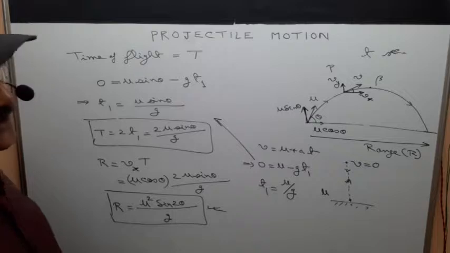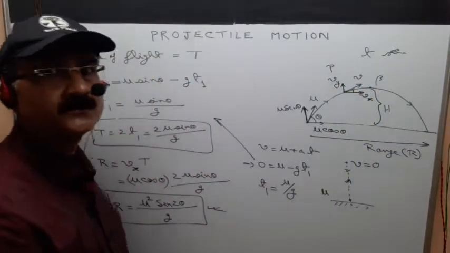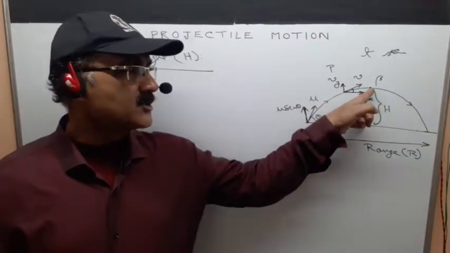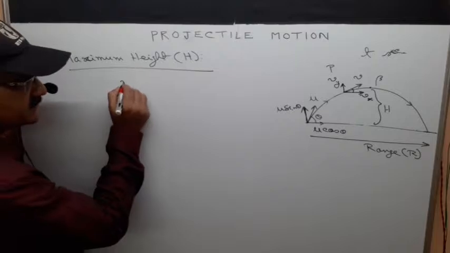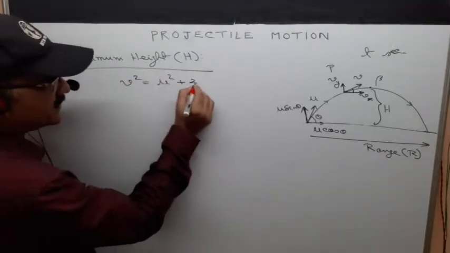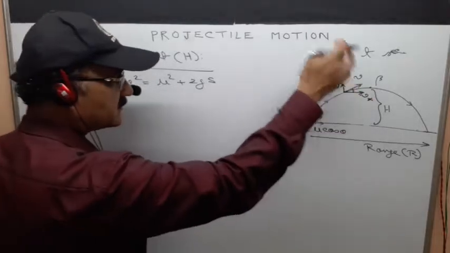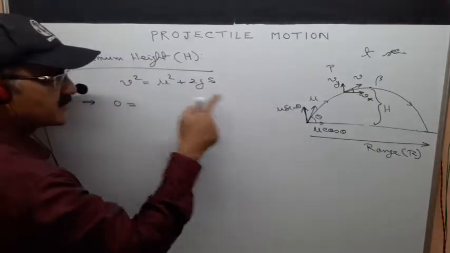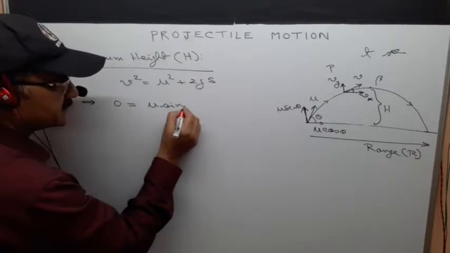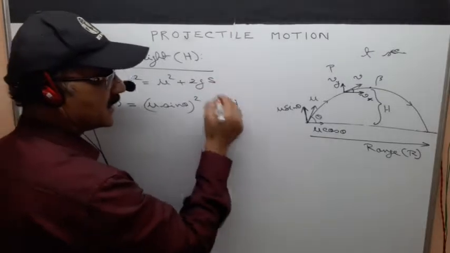Okay. Now let's say, what is this distance h? How high it can go? We call it maximum height. Now we want to find this h, the maximum height. Okay. Now we can use this equation, v square equal to u square plus twice gs. So at the highest point, this velocity in the vertical direction will become 0. U, initial vertical velocity was u sine theta, minus twice g, and s will be h.